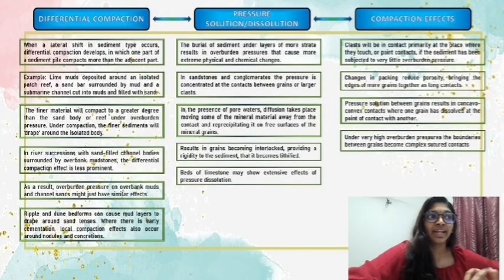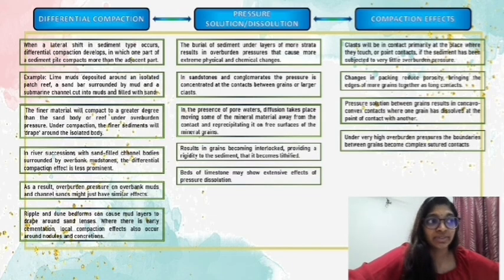Differential compaction. When a lateral shift in sediment type occurs, differential compaction develops, in which one part of a sediment pile compacts more than the adjacent part. Examples are lime muds deposited around an isolated patch reef, a sandbar surrounded by mud, and a submarine channel cut into muds and filled with sands. The finer material will compact to a greater degree than the sand body or reef under overburden pressure. Under compaction, the finer sediments will drape around the isolated body.